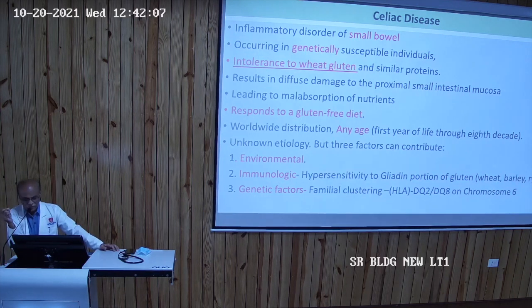So there is worldwide distribution. Any age is affected, first year through the 8th decade. So 70, 80 years person also may be affected. It's not that at initial stage he was negative for this. It can appear at any age. So there are three factors which can contribute to this disease, either environmental, immunological and genetic factors.